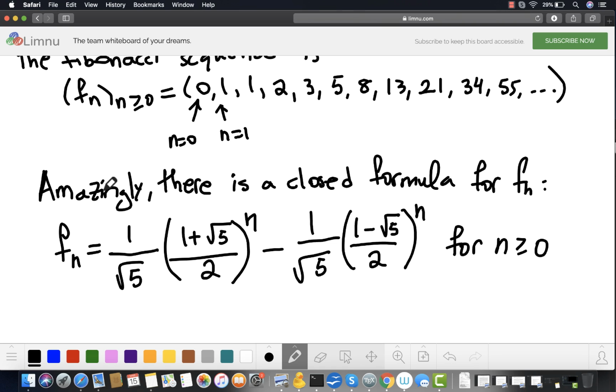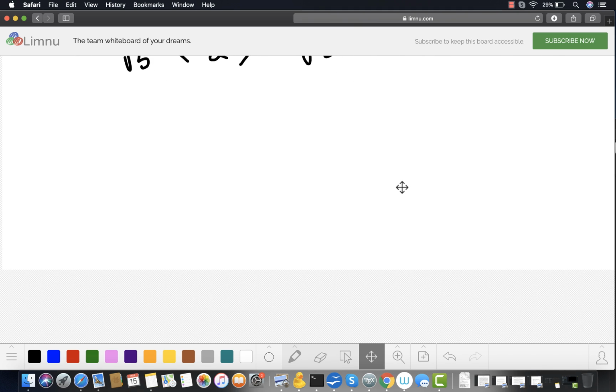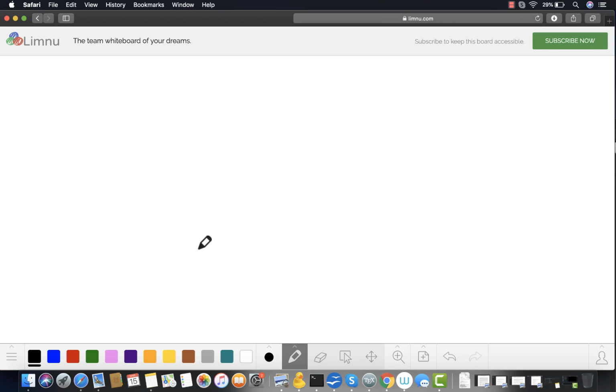Anyway, what this last thing that I wrote here is just optional material. And if you want to learn more about the Fibonacci sequence and its history, you can read, for example, the Wikipedia page about why it's so important in math and why it shows up in a lot of places.